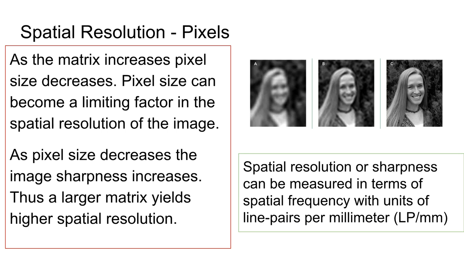We've talked about this before. We utilize line pairs per millimeter. And the idea in A, B, C is we have more and more line pairs per millimeter as we're going from left to right. So the best spatial resolution is C. It does look more sharp, right? So spatial resolution is often looked at as going from blurry to more and more sharp of an image.